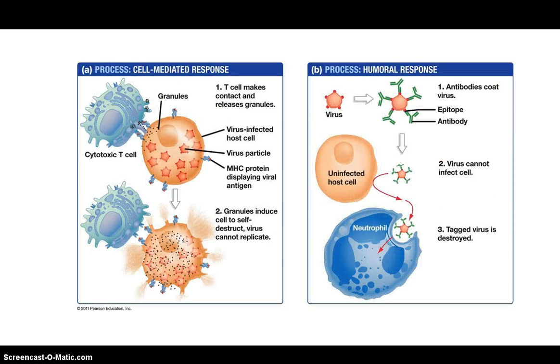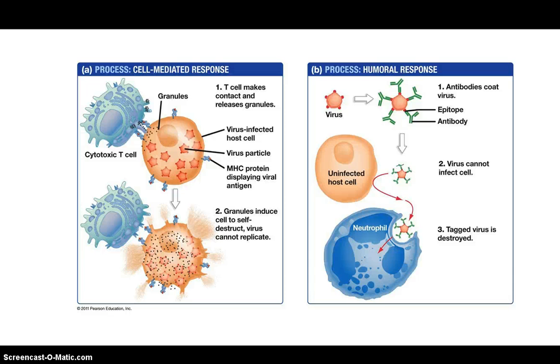And so what we'll end up with is just a quick side-by-side comparison of the two branches of the third line of defense of the immune system. So the first one over on the left, we've got the cell-mediated response. So here's where T cells make contact and they release the granules, and they will then go out and find infected cells. They release the perforin, and they destroy and lyse. So they're taking care of infected cells.